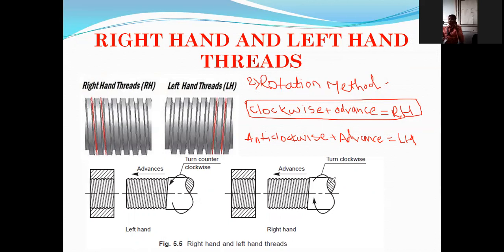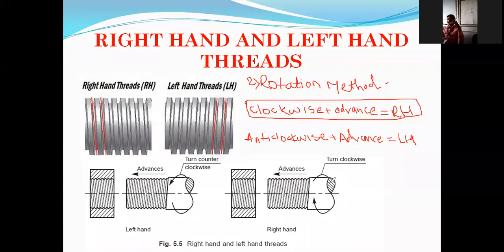Take any nut and bolt and you can practice how it is. In one hand, the right hand side, you can hold the bolt, and in the left hand side the nut, and try the rotation. If clockwise rotation, looking from the right hand side, plus advance, it will have a right hand thread. Anti-clockwise: the direction should also remain the same.